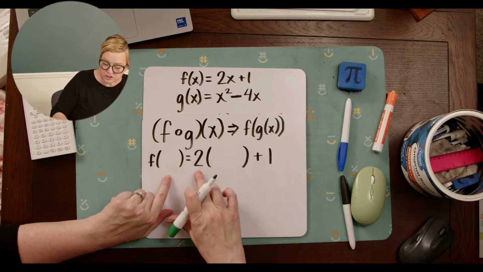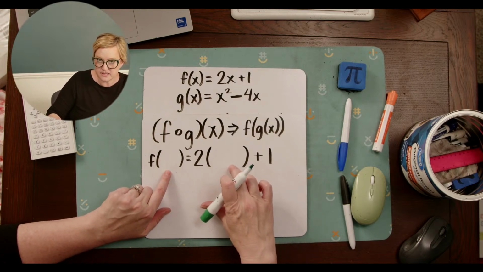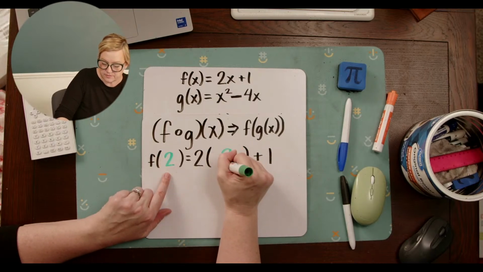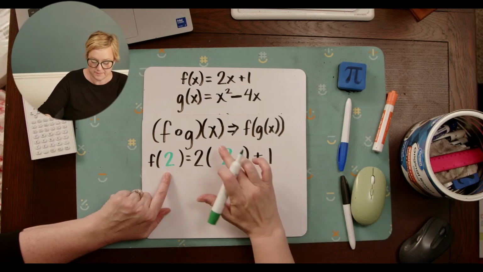This is 2x plus 1, right? Whatever I put in the parentheses is what goes in here. So if this were 2, I'd put in 2. And I would have 2 times 2 plus 1, which is 5.